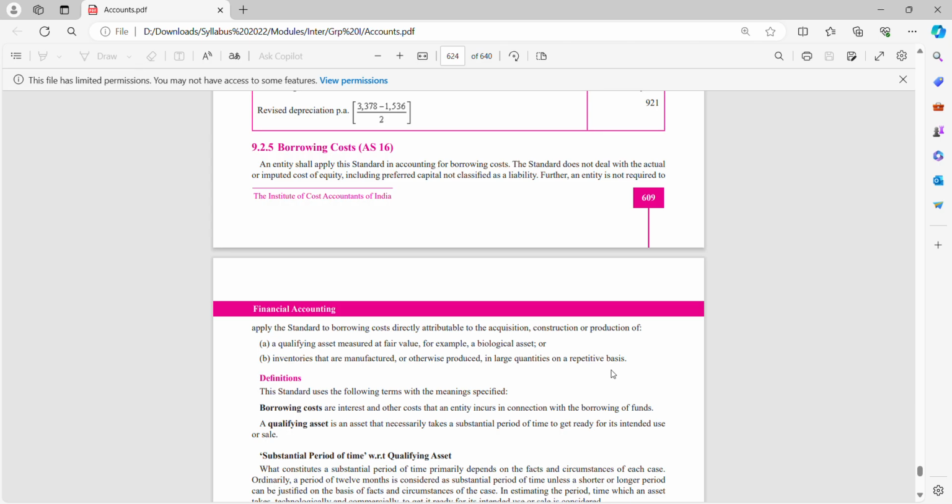So we have the next one. Next one is related to borrowing cost. Now, what is borrowing cost? Any idea about borrowing cost?